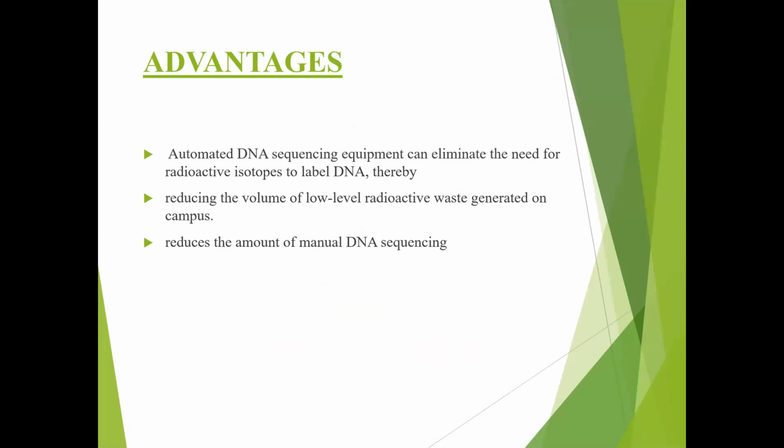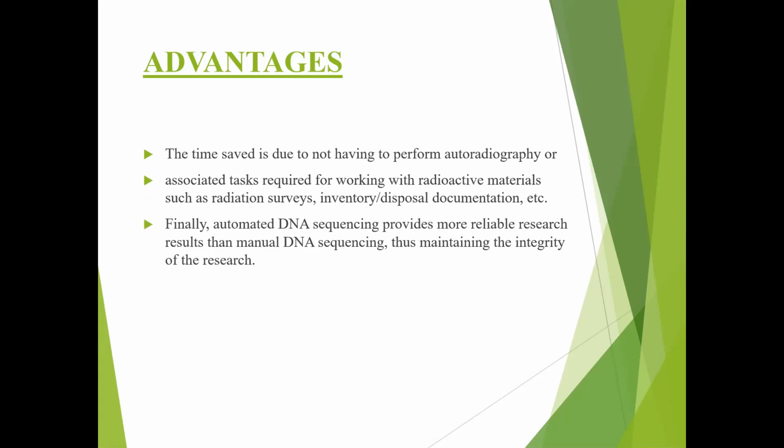The advantages of automated DNA sequencing: since it is automated equipment, it eliminates the need for radioactive isotopes to label. Since we are eliminating the radioactive isotopes, it reduces the volume of low-level radioactive waste generated on the campus. When there is no radioactive waste produced, we don't need to follow the cumbersome procedures like surveys, inventory, and handling of this radioactive material wastage. And it also reduces the amount of manual DNA sequencing work. Time could be saved because we don't have to perform autoradiography. If it is radioactive labeling, we have to detect it by autoradiography. We don't need to do that if we are using automated DNA sequencing.